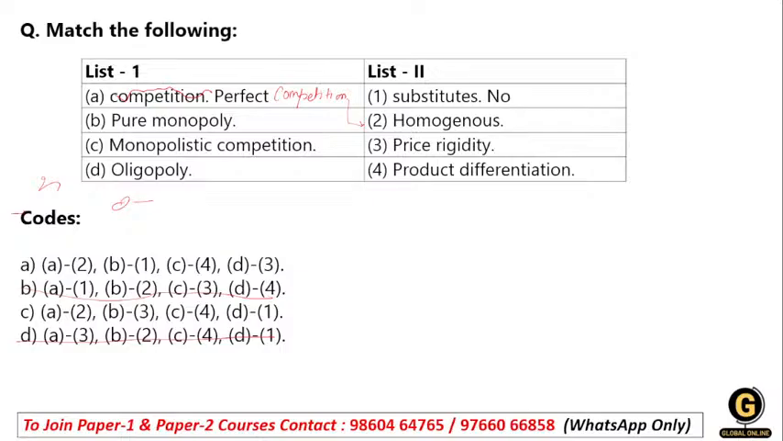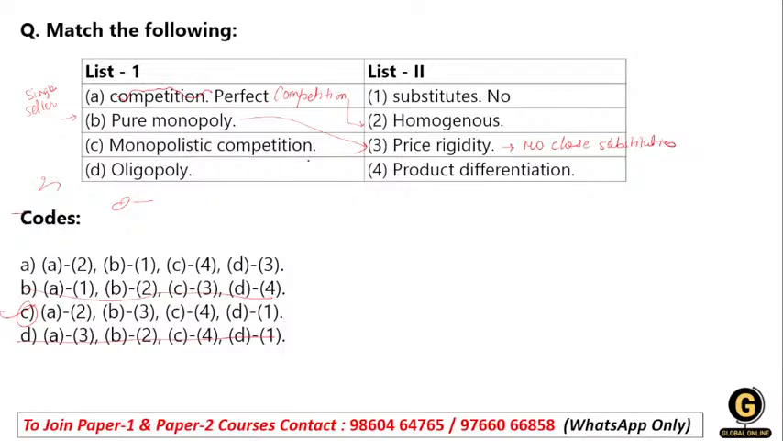Then in pure monopoly, you know the feature is that there is a single seller in the market, and no close substitutes are available. No close substitute goods indicates price rigidity, so you can match it with the third one. So here option C will be right.